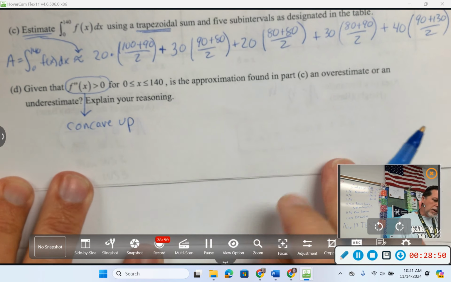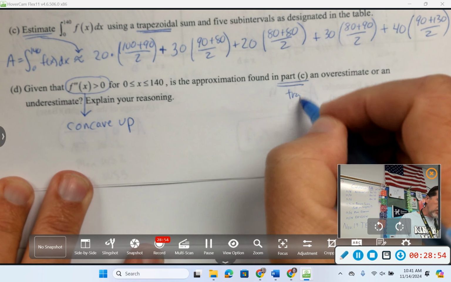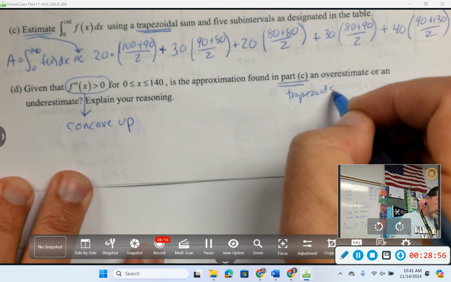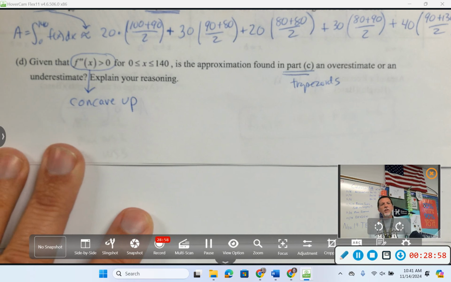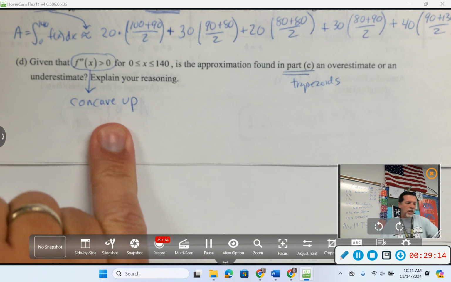Is the approximation found in part C? Part C was the trapezoids. So are the trapezoids an overestimate or an underestimate? I don't know. Let's sketch it out and see. There's a whole bunch of different combinations of increasing and decreasing and concave up and concave down and overs and unders. But we don't memorize all those combinations. We draw out what's happening.